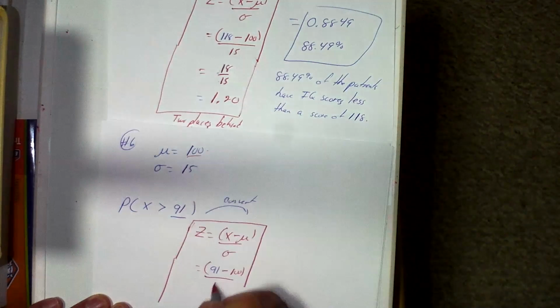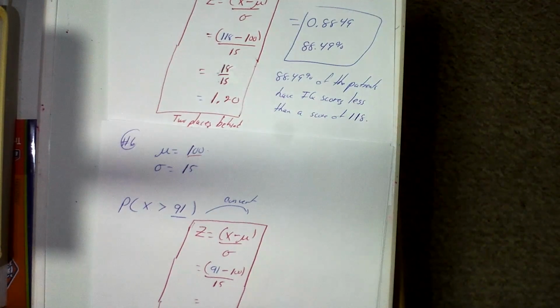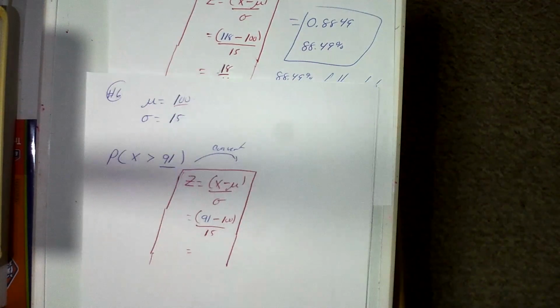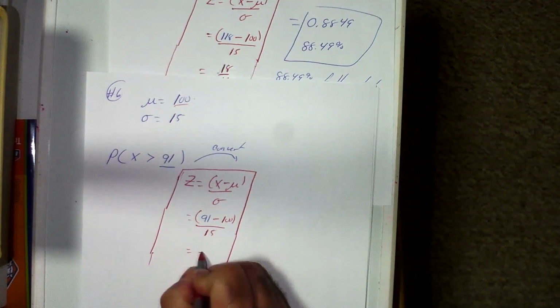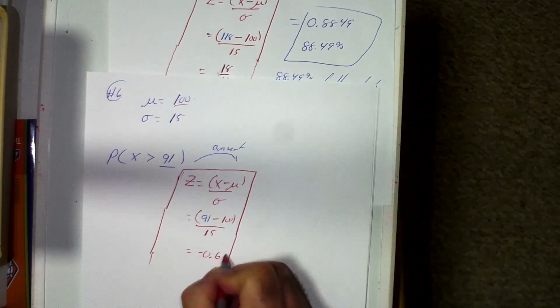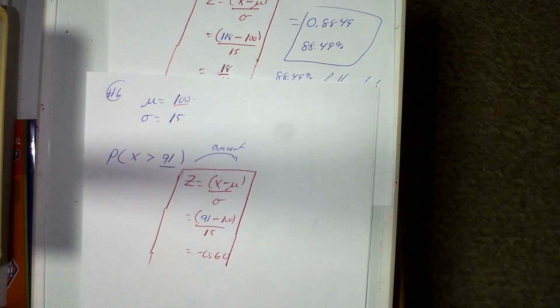It's okay if you get a negative. That's fine. There's nothing wrong with getting a negative. So let's plug it in. I would do the top first: parentheses 91 minus 100, and then divide by 15. Okay, so I got negative 0.60. Yeah, negative 0.60.